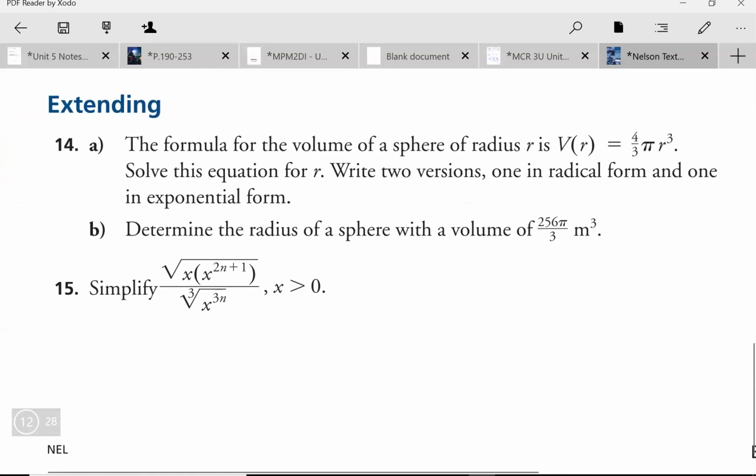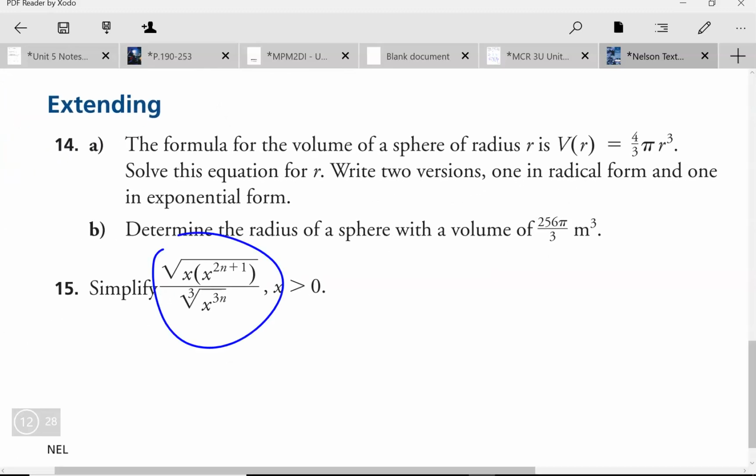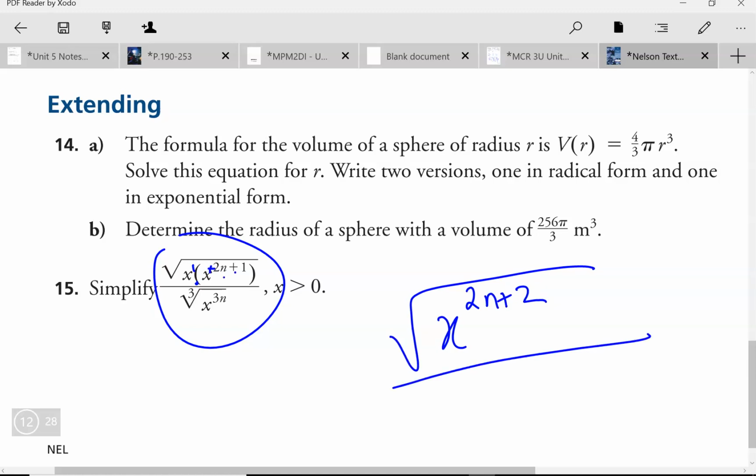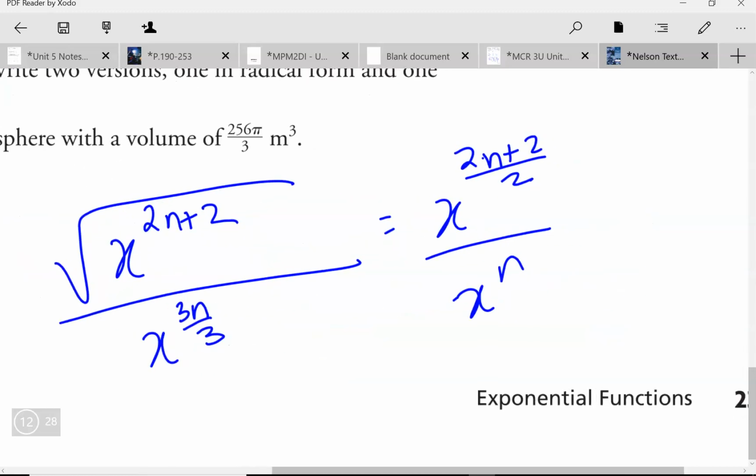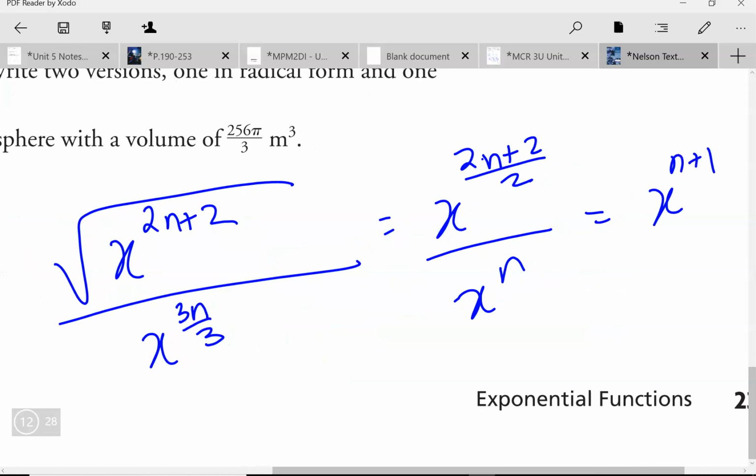This looks like fun. Again, trying these things was always a good idea. Let's take a look at this. This is 1, and again, I'm going to use the product rule here. So this is going to be x to the power of 2n plus 2, because this is 1 plus 2n plus 1, which is 2n plus 2. And this is just x to the 3n divided by 3. And here I have x to the 2n plus 2 divided by 2, divided by x to the n. 2n plus 2 divided by 2 is just x to the n plus 1 divided by x to the n. Now I'm going to use the quotient rule, n plus 1 minus n, which is just x to the power of 1.